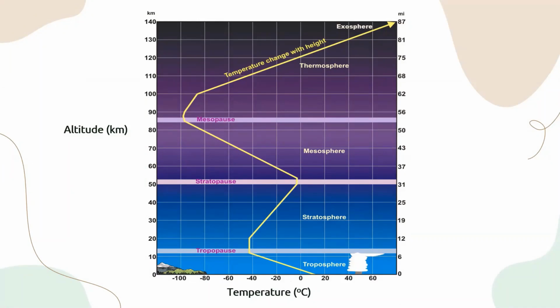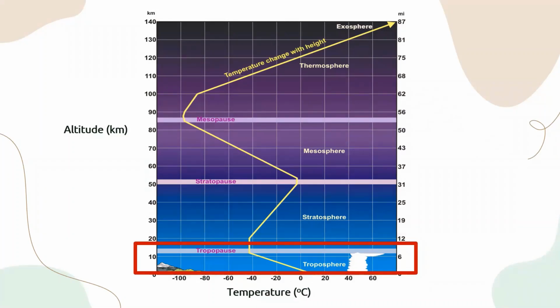Let's take a look at this graph. Here in the left, we see the altitude or height in kilometers, and in the right in miles. At the bottom, we see temperature in Celsius. Notice that the points shift from left to right and right to left depending on the atmospheric layer.